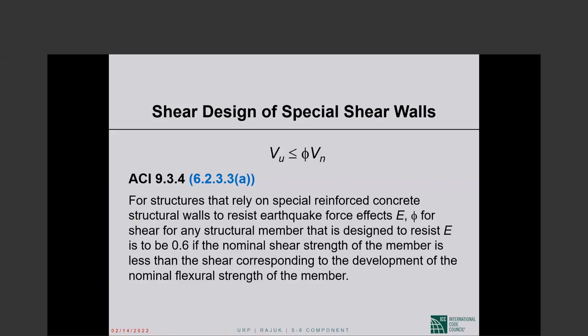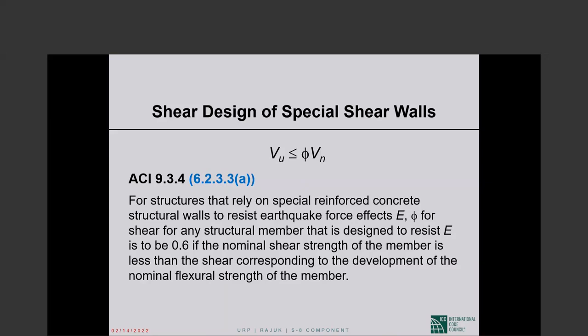Now, I paraphrased. ACI 318 language is if the nominal shear strength is less than the shear corresponding to flexural strength. The problem is that we do not quite know how to calculate the shear corresponding to flexural strength. If we did, we probably would have designed for that. Okay, so the code language is fine. It states the principle, but you still have to figure out when to apply 0.75 and when to apply 0.6.